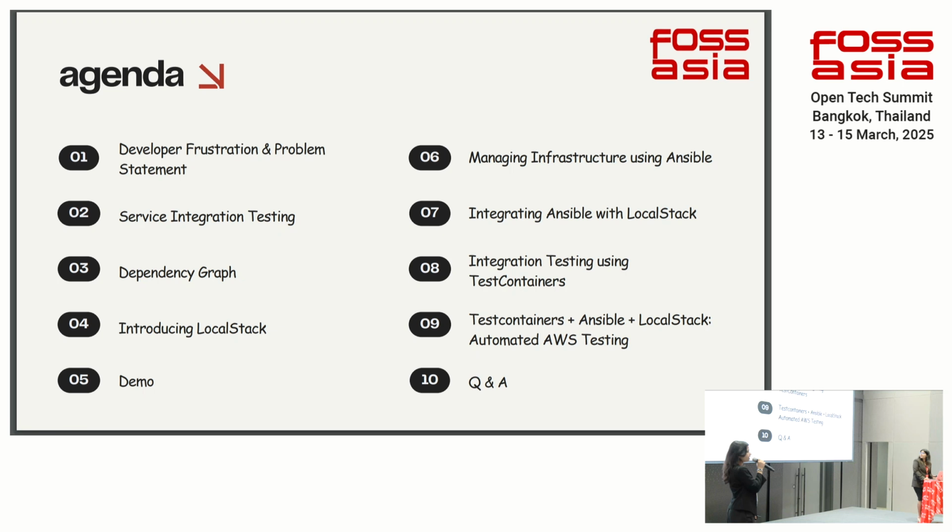So let's go through the agenda first of all. We'll start with what problems we as developers face in our day-to-day life when working with especially CDK applications. We'll see what service integration testing is, and how a dependency graph helps us analyze those services. Then we'll see how LocalStack can help us solve this problem, and how to set up the infrastructure with the help of Ansible, and then testing with the help of Testcontainers, followed by a demo where we'll show a small application which was deployed with the help of these three tools. And all the questions we can park until the end of the session.